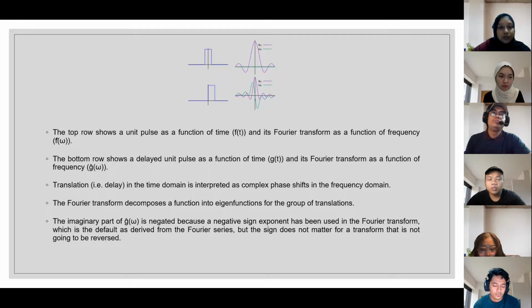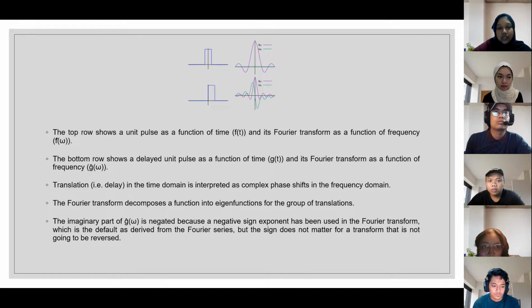The top row shows a unit pulse as a function of time, f(t), and its Fourier transform as a function of frequency, f(omega). The bottom row shows a delayed unit pulse as a function of time, g(t), and its Fourier transform as a function of frequency, g(omega).